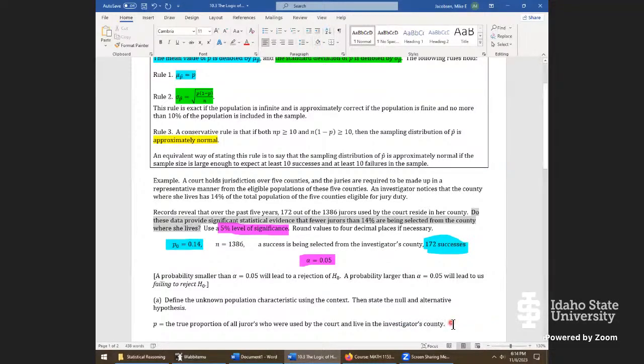The way I wrote down this population characteristic P here is in a slight conflict with what I said for the successes. Let's take another look at that. I said a success is being selected from the investigator's county, but what I want to emphasize is not just being selected, but actually used by the court. I don't know if that's a huge conflict. How do folks feel about that? Is that okay with what we wrote down on P versus what we said here on the success?